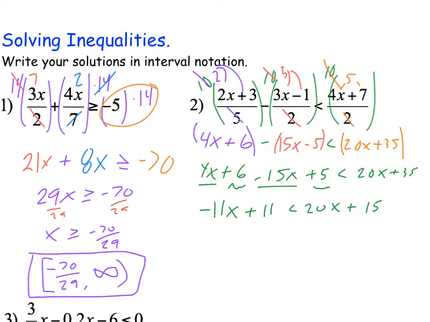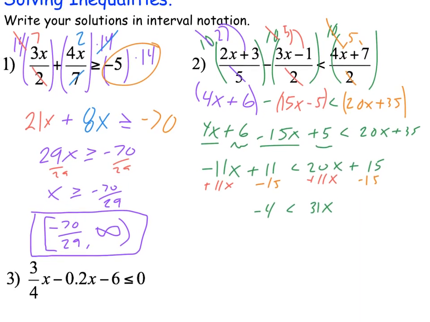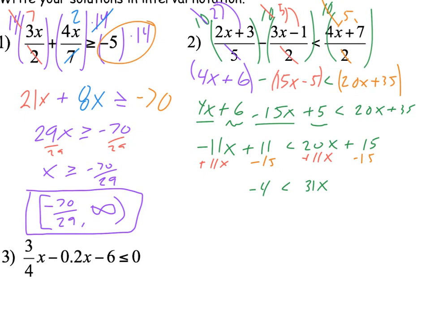And I'm going to move all my x's to one side. So I'm going to add 11x to both sides. And then, since I'm moving everything to the right there, I'll move my numbers to the left, so minus 15. So that gives me negative 4 is less than 31x. And then divide both sides by 31.